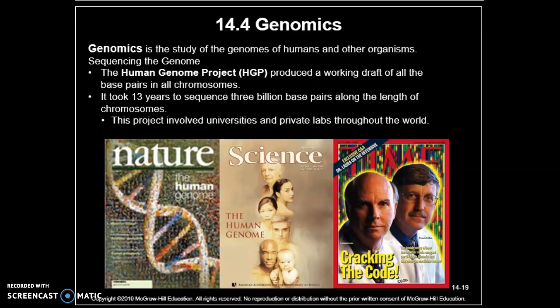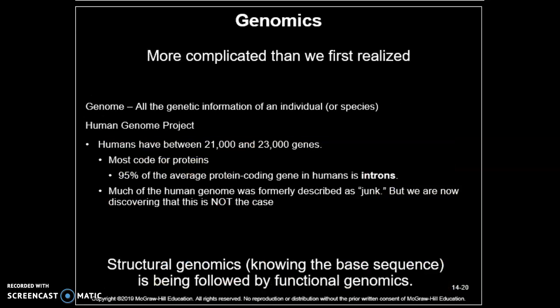And everybody thought, wow, now that we know the sequence of DNA code, then we're going to be able to solve all the world's problems, right? But that's not how it worked. We found out that it's actually a lot more complicated than we first realized. So humans have between 21,000 and 23,000 genes. Most code for proteins, and that's just genes. So not all of the DNA codes for certain genes. But most of those genes do code for proteins.